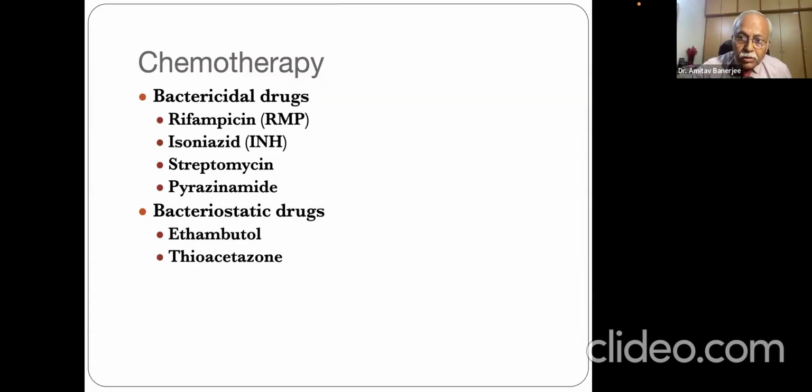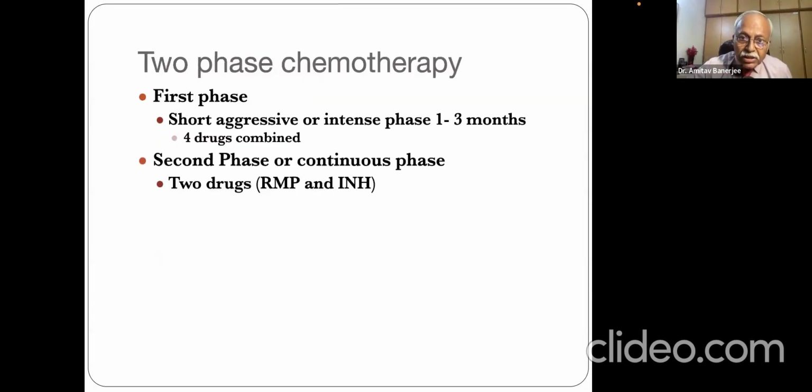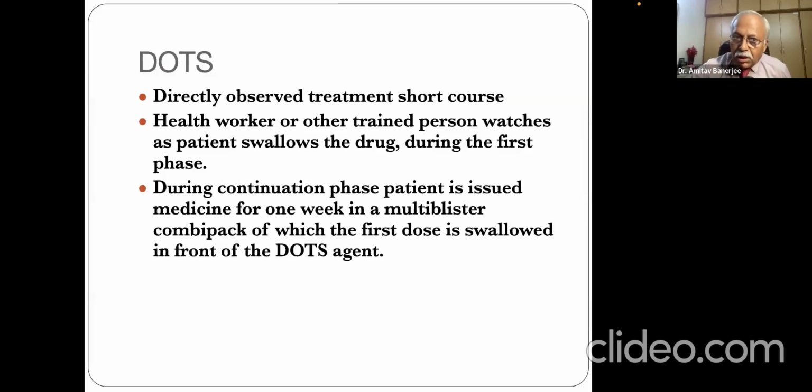And we know the 2-phase chemotherapy. The first phase is a short, aggressive, intensive phase, 1 to 3 months, with 4 drugs combined, at least 2 preferably bactericidal drugs. And then the second phase is 2 drugs, rifampicin and INH. So first 2 months, and then subsequently 4 to 6 months. So these are the 2-phase chemotherapy. We are all aware of it. DOTS, directly observed treatment short course.